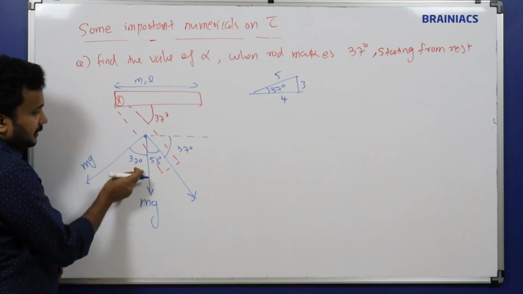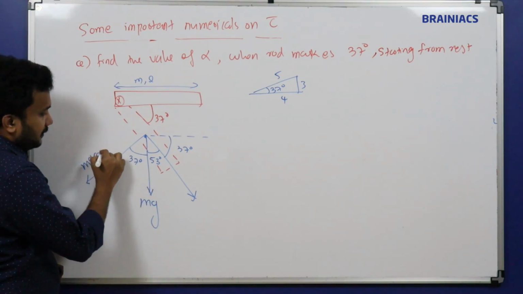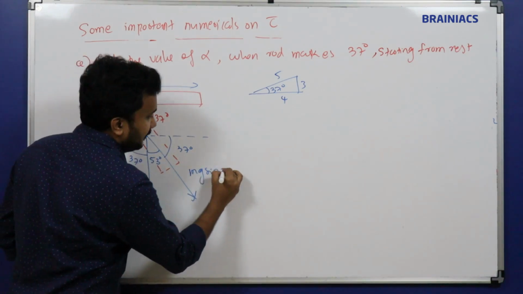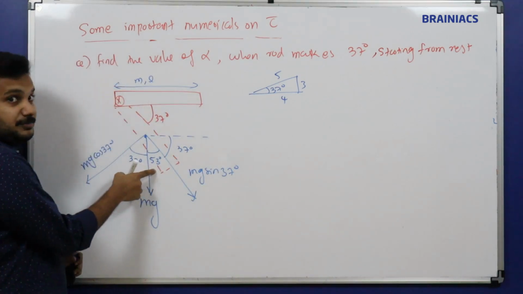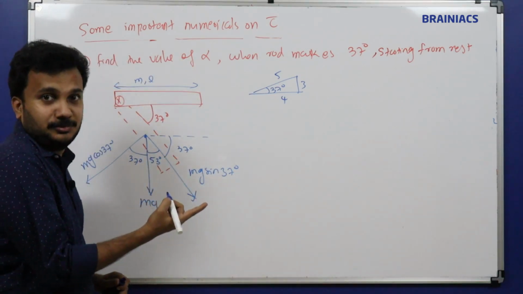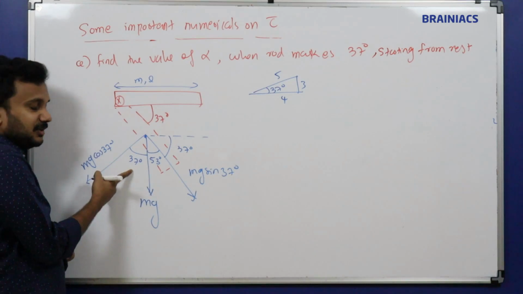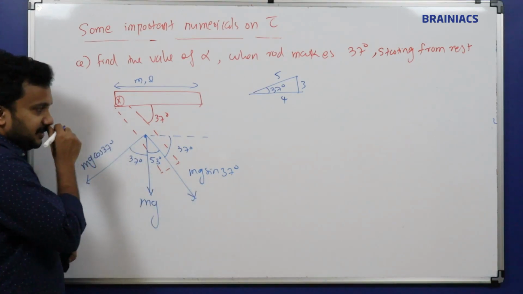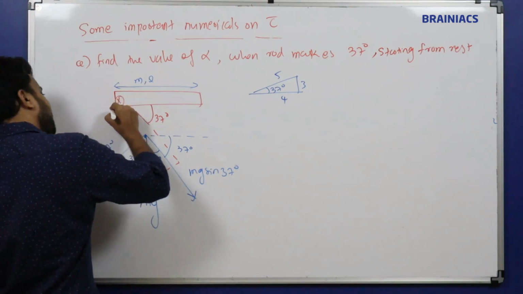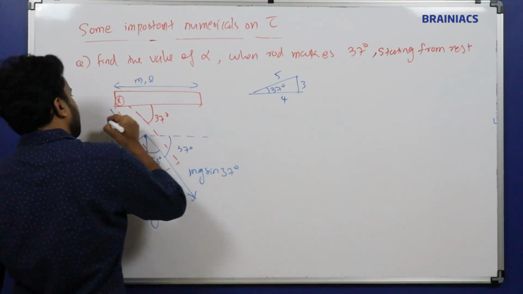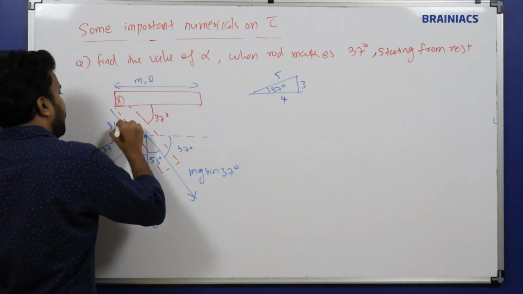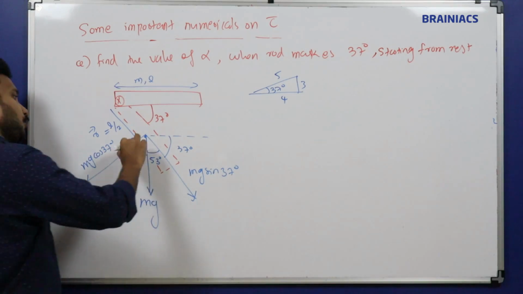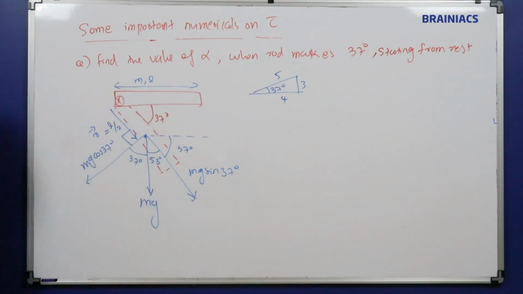So this component is mg cos 37, and this one is mg sin 37, or you can write cos 53. But I don't know the cos 53 value, only 37, which is the standard value we remember. From the hinge to the point of application of force, this is my r vector, equal to L by 2. The force and r are perpendicular.